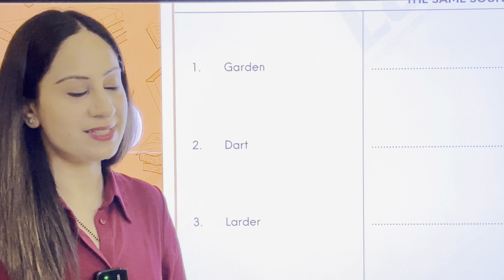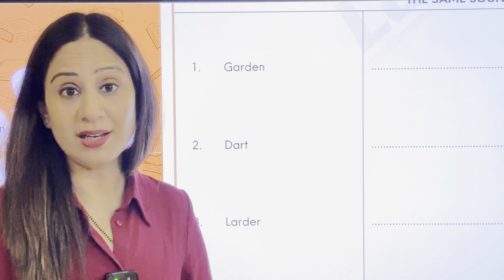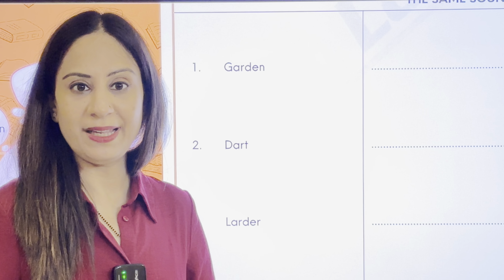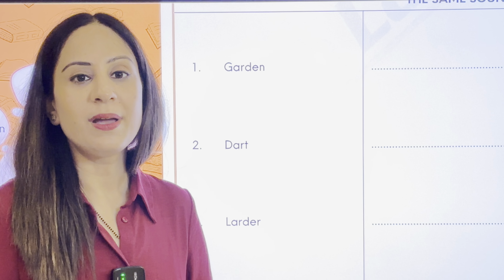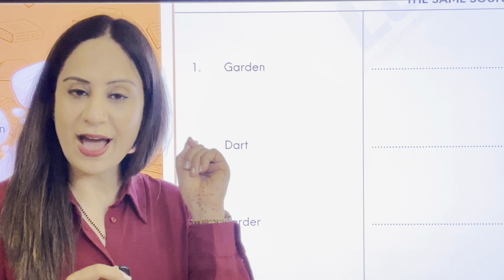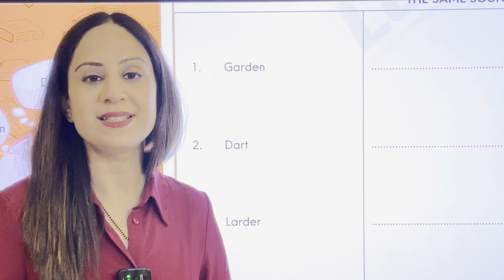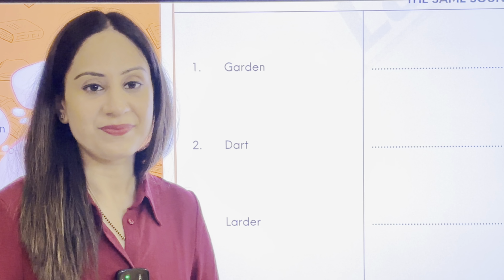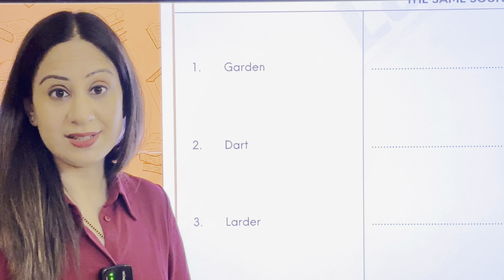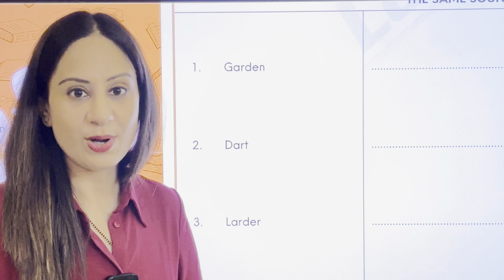The next word we have is dart. Dart is a game that we play on the board. You have to make sure that there is a dart and your arrow goes on that dart. That's called the dart. So how do you say the word? It's called dart. The next is larder. So how do you say the word?